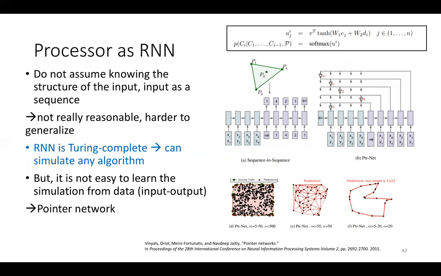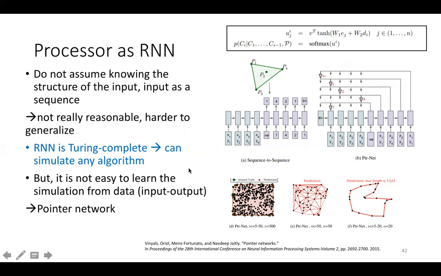The processor is an RNN, which means you use a recurrent network to encode the problem, and then you treat the input as a sequence. Treating the input as a sequence is actually not easy and it's very hard to generalize, especially on graph problems. But the strength of the RNN is it's Turing complete, so it can simulate any algorithm in theory. But again, it's very hard to learn from the data.